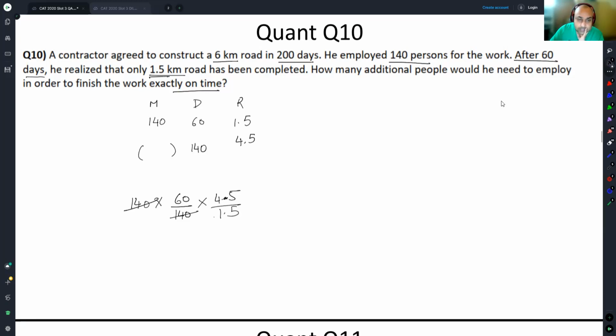So this cancels, this cancels, this cancels, this cancels. 3. I need 180 workers. But hopefully nobody has written down 180 as the answer, because the question said how many additional people would he need to employ. Additional people will be 40, which should be the answer to the question. Simple enough. Let's move.